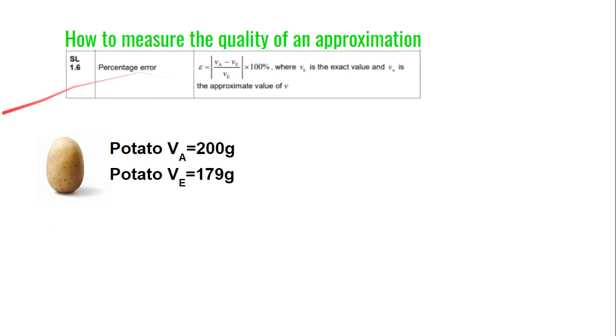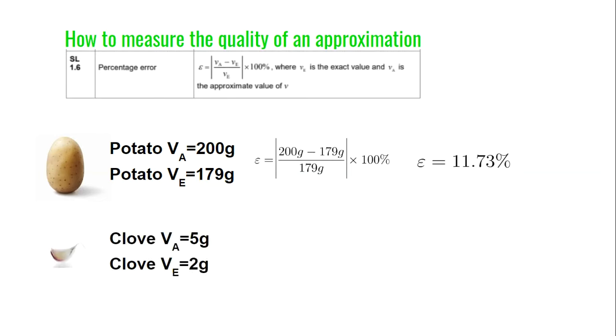Let's go back to our potato. If I'm going to use the formula now, this is what I would get. Percentage error is 200 grams, my approximate value, minus 179, divided all of it by 179, absolute value bars, times 100. And if I just put that in my calculator straight away, I'm going to get 11.73%. That's my percentage error. If I do the same thing for my approximation with a clove of garlic, I'm going to get 5 grams minus 2 grams over 2 grams, absolute value of that, times 100, and the result is going to be 150%.